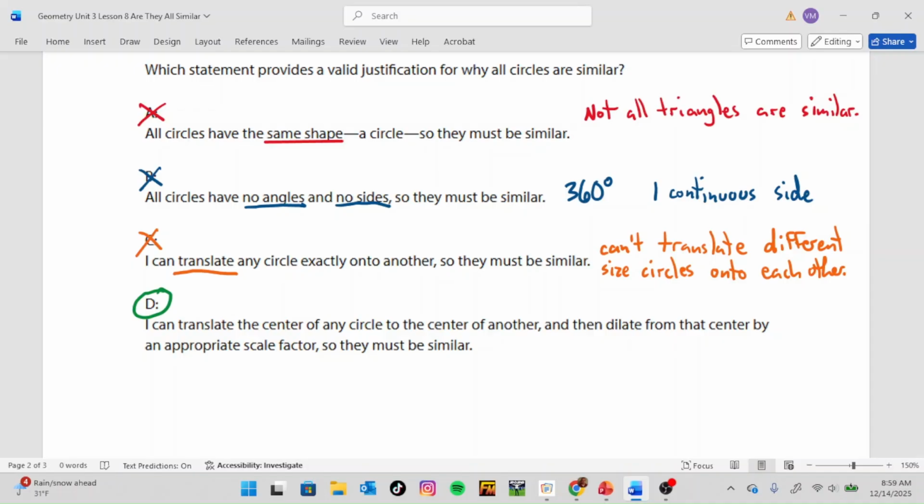So with questions like this, we want to be very careful with the words that they're using and how they're saying things to determine whether it is a valid justification or not.